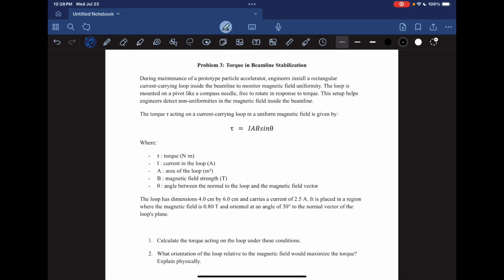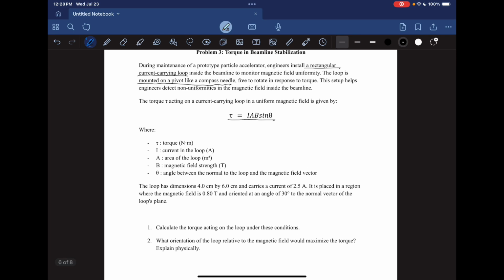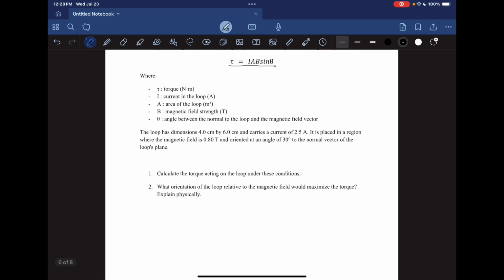Okay, so for our final question, we have a rectangular current-carrying loop that's placed inside the beamline to monitor the magnetic field. It's mounted on a pivot, free to rotate in response to torque. And then we're given the equation for torque on a current-carrying loop in a uniform magnetic field. I would definitely write that down on your equation sheets.